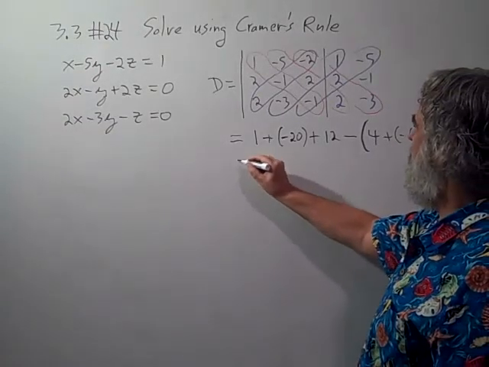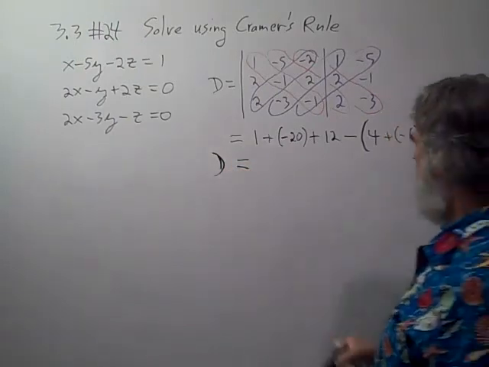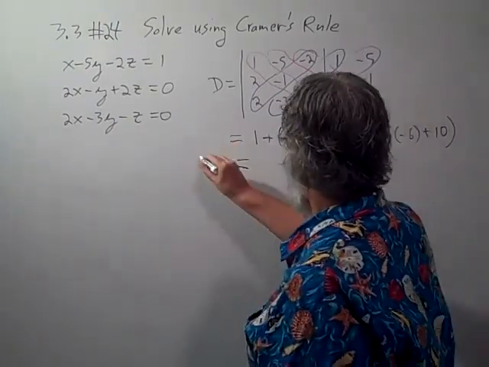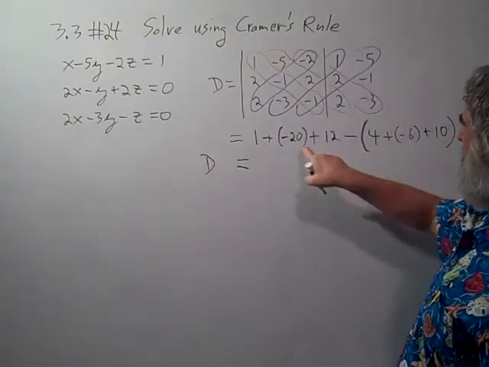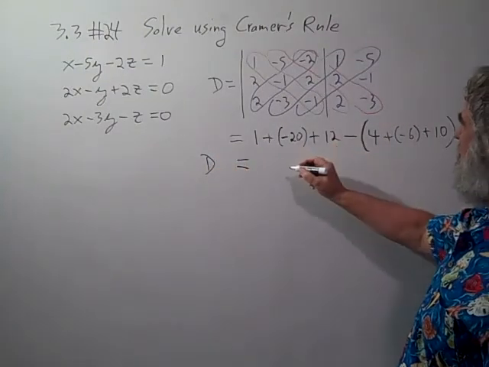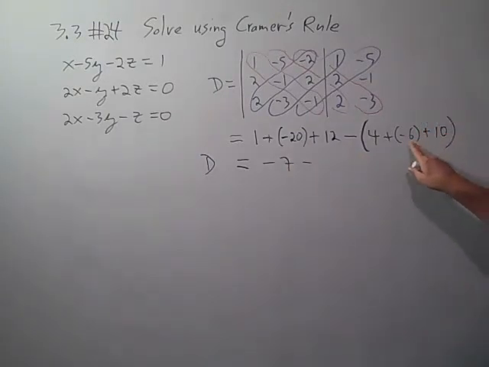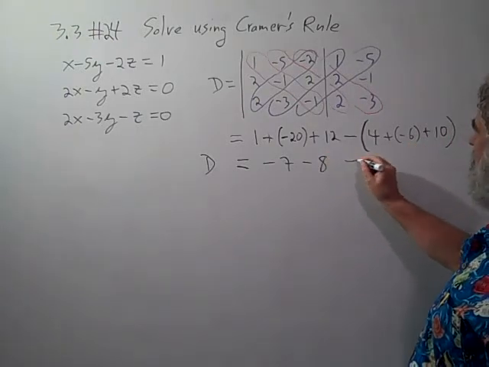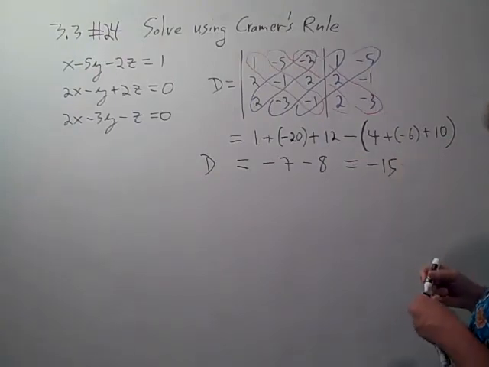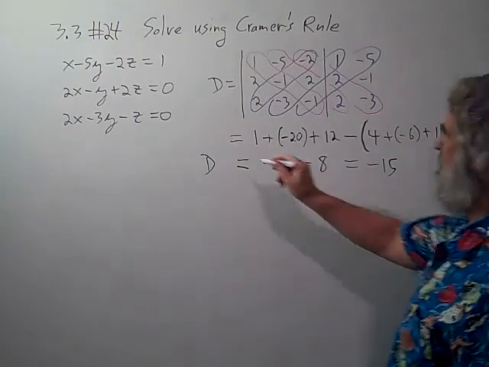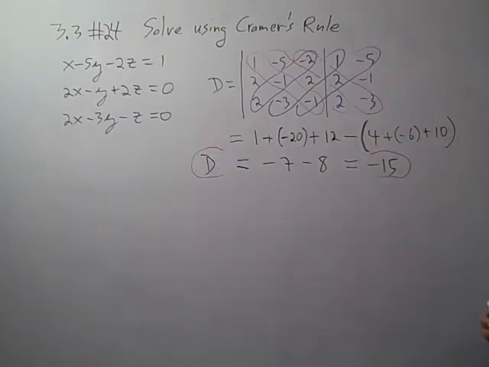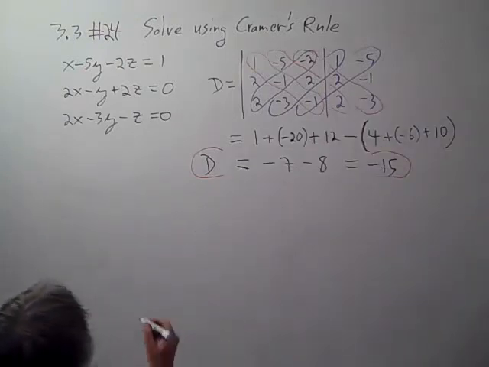So what we end up with for D is 1 plus 12 is 13. 13 minus 20 is -7. And in the parentheses here we've got 10 minus 6 is 4, plus 4 is 8, so we're subtracting 8. So D ends up equaling -15 for this linear system. And we have some more determinants we need to find. So let's start with d sub x here.